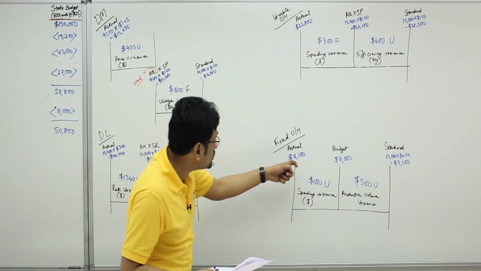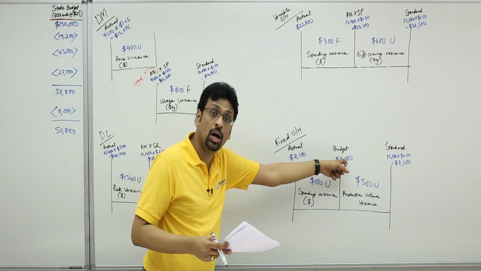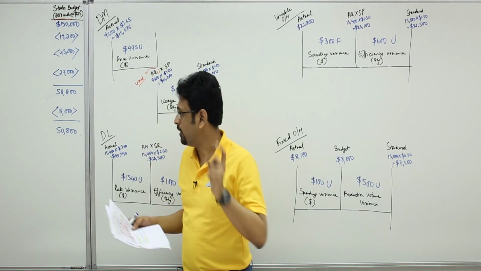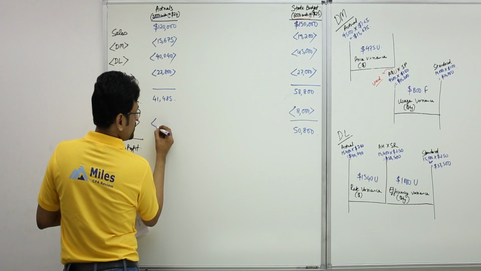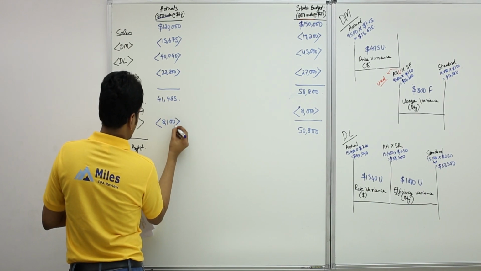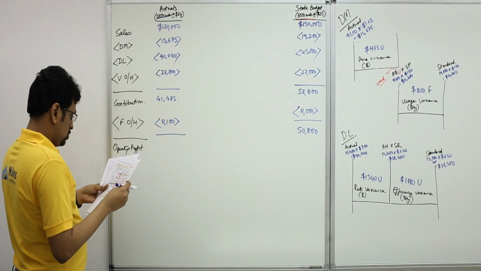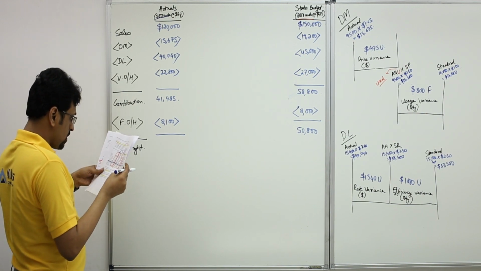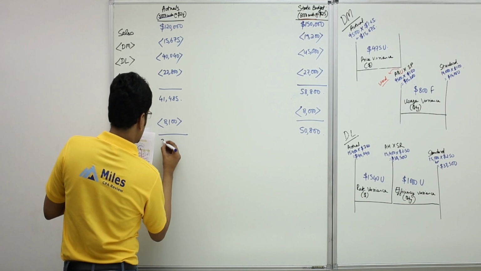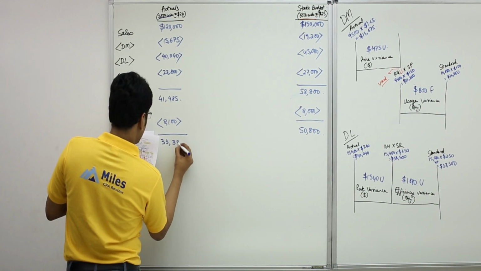Now fixed costs, let's get back there. The actual fixed costs were 8,100. Budget was 8,000, but they spent 8,100. Back here, the fixed overheads were 8,100. So the operating income, considering only manufacturing costs here, we got 33,385.